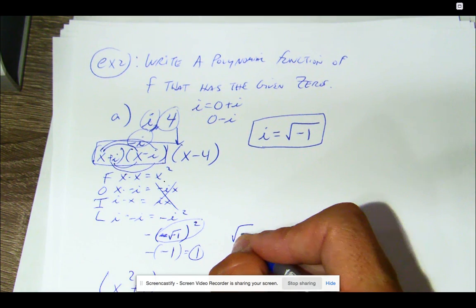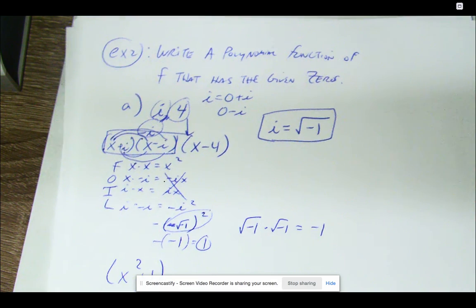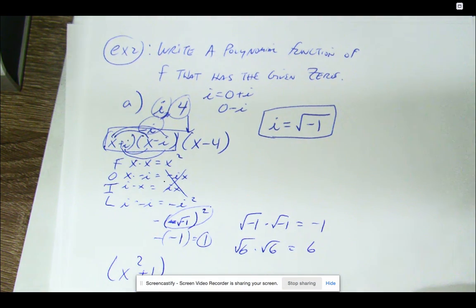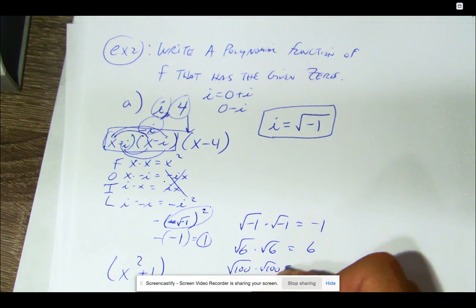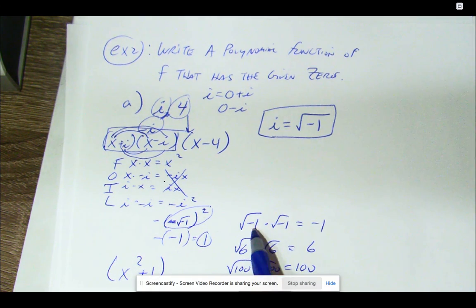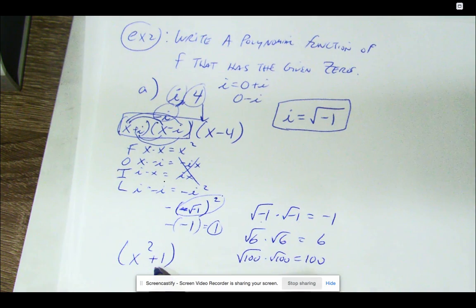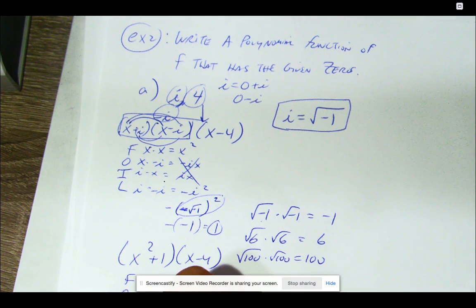Think of it this way. These undo themselves to make negative 1. It's the same reason that when you multiply root 6 times root 6, it makes 6. Okay, root 100 times root 100 is 100. So if you guys have something where they're the same, they undo themselves. So you've got to multiply x squared plus 1 times x minus 4. And we're going to FOIL this again.